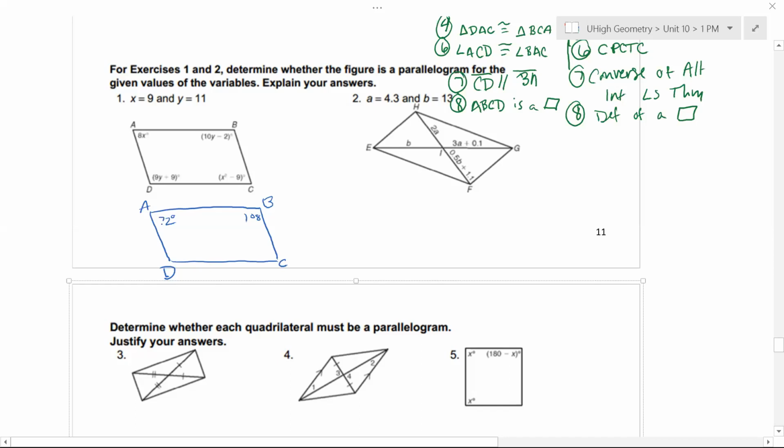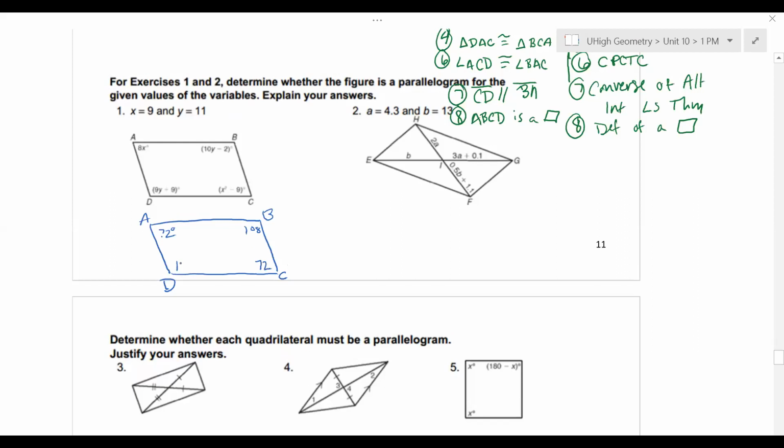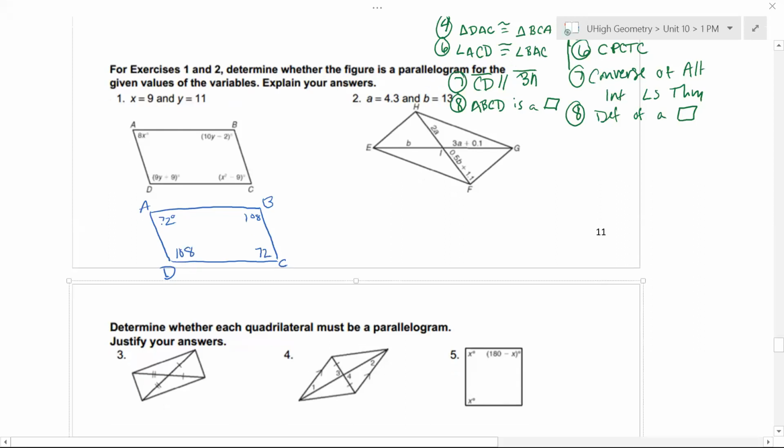Angle C is x squared minus 9, so that's going to be 72 degrees. And angle D is 9y plus 9, which is going to be 108 degrees. So, is this a parallelogram? We could say yes, because both pairs of opposite angles are congruent. Awesome, so let's take a look at number 2.